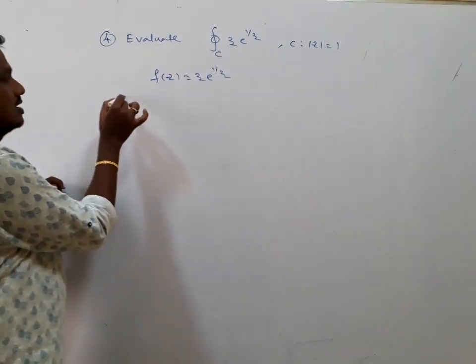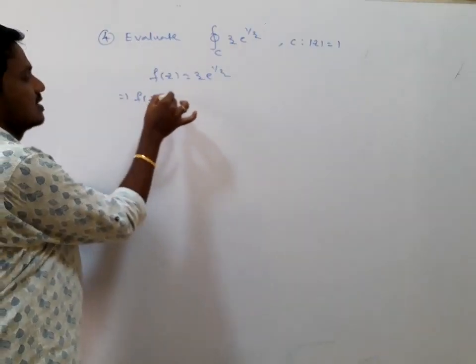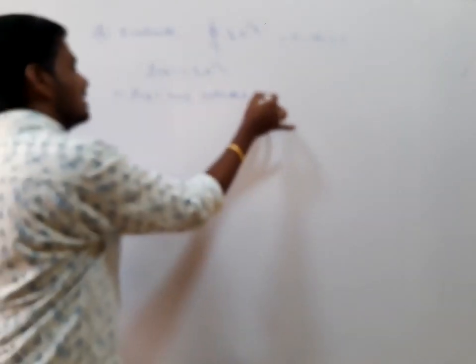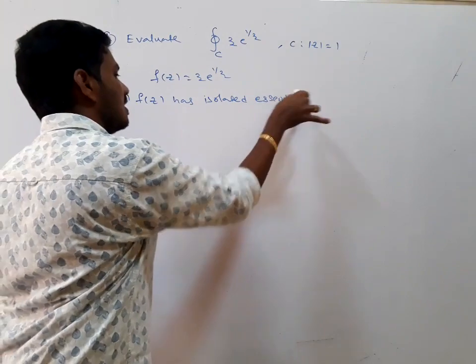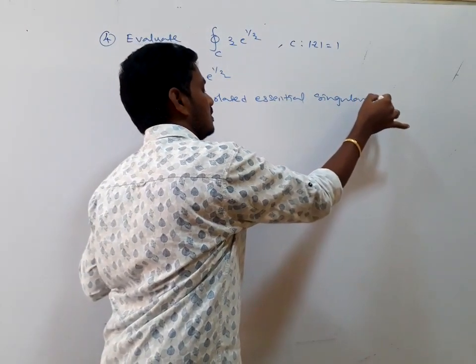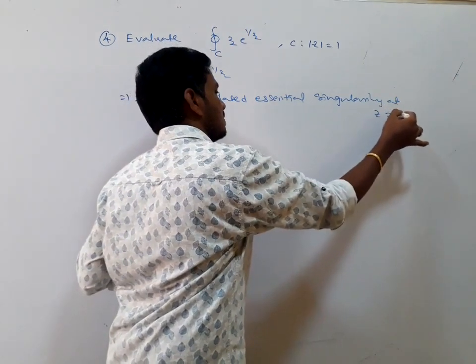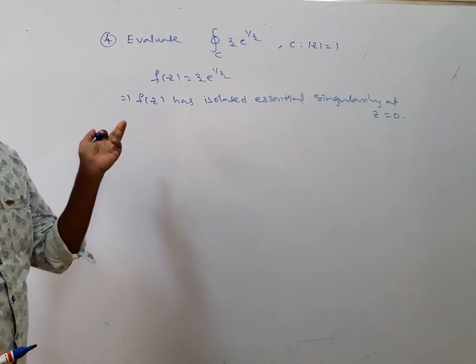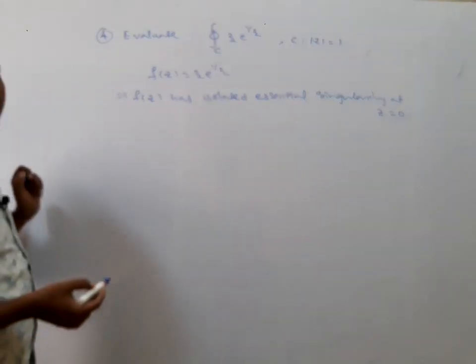That implies f of z has an isolated essential singularity at z is equal to 0. So in this case, how are we going to take the residue? By expanding f of z as the Laurent series.